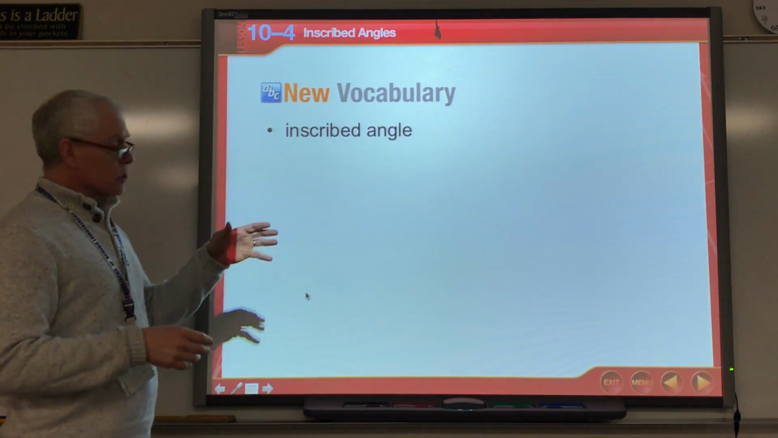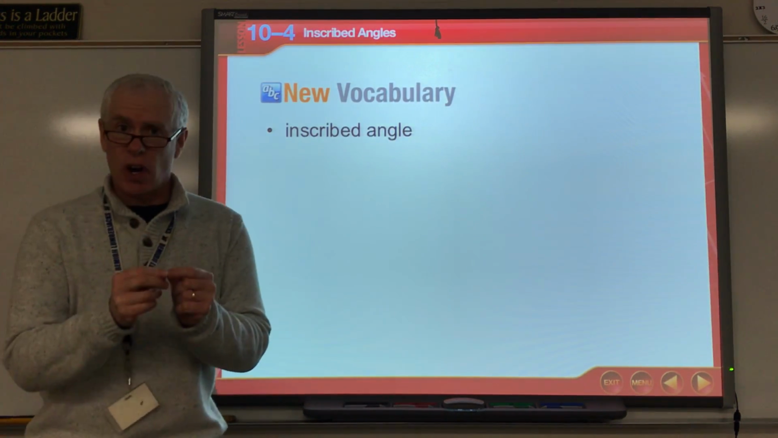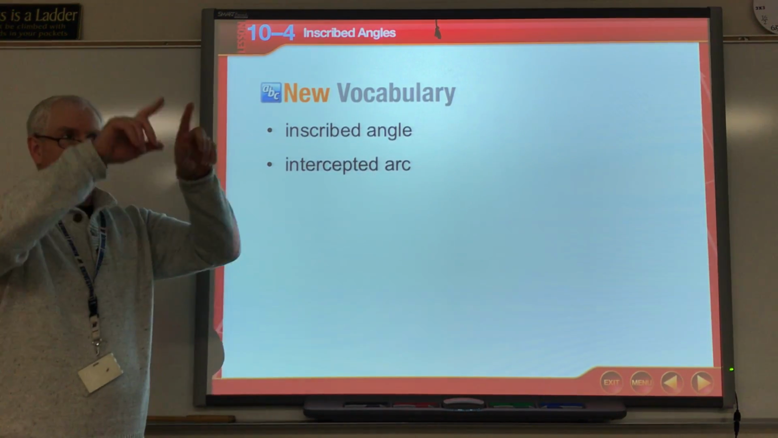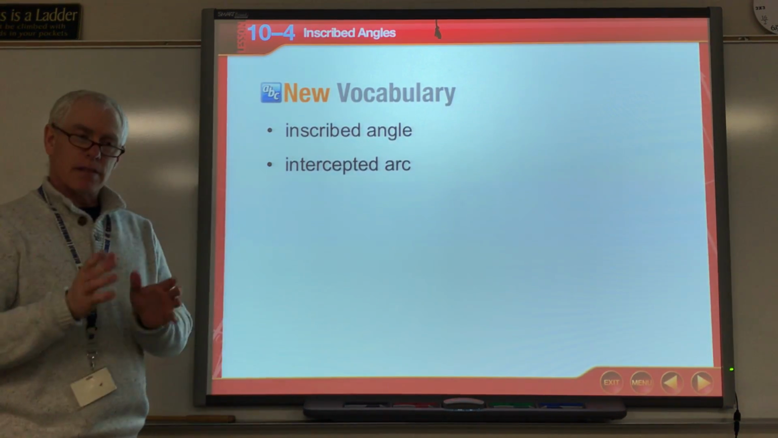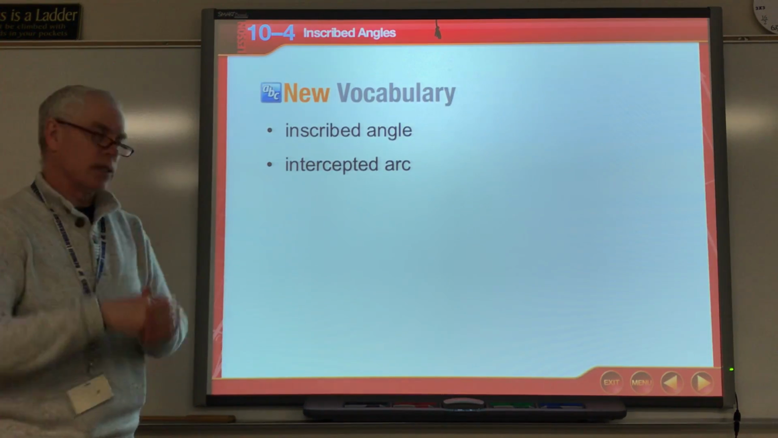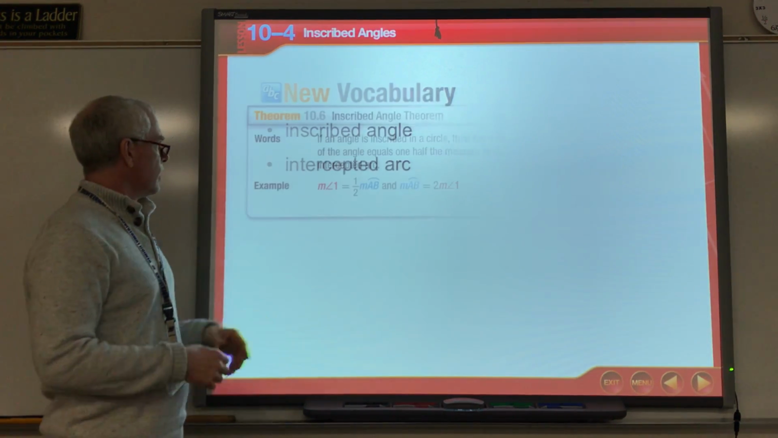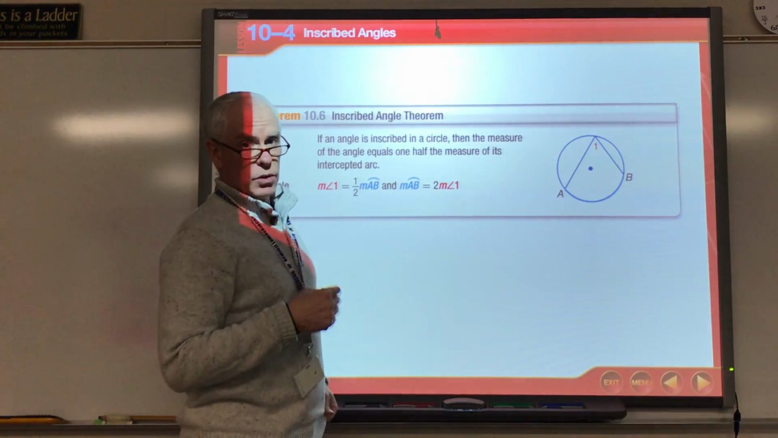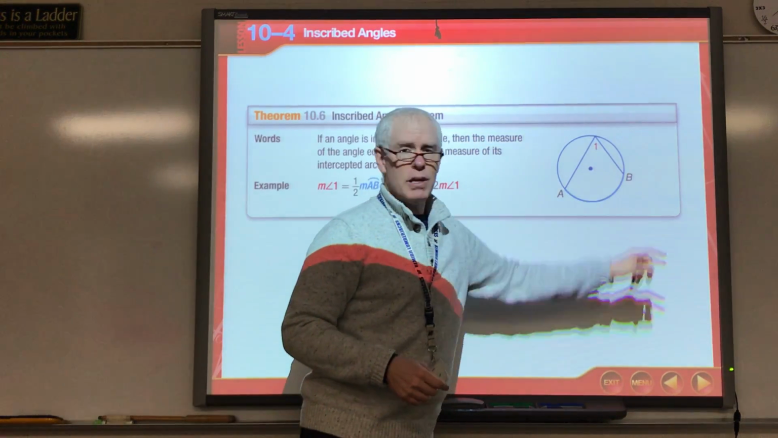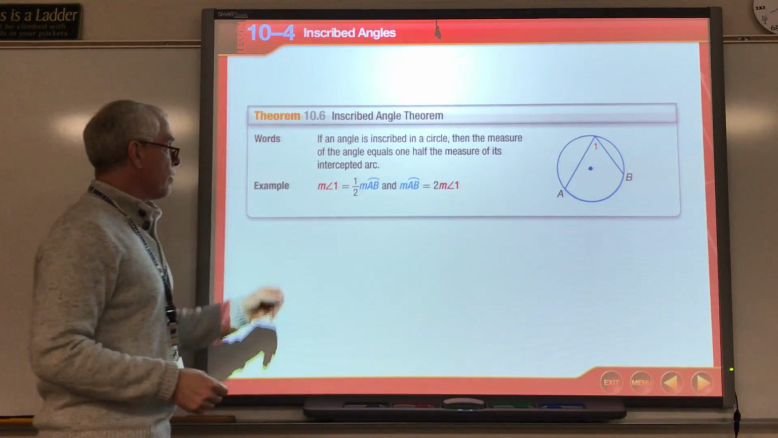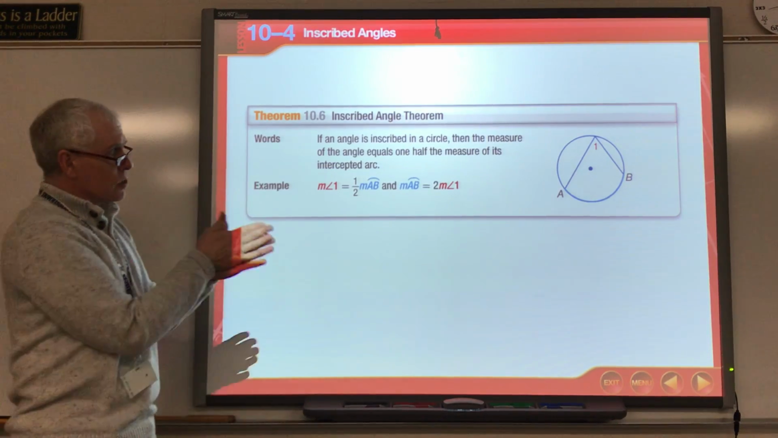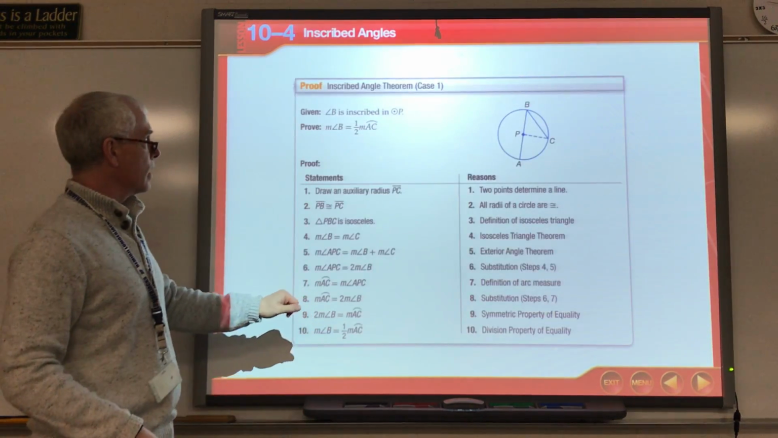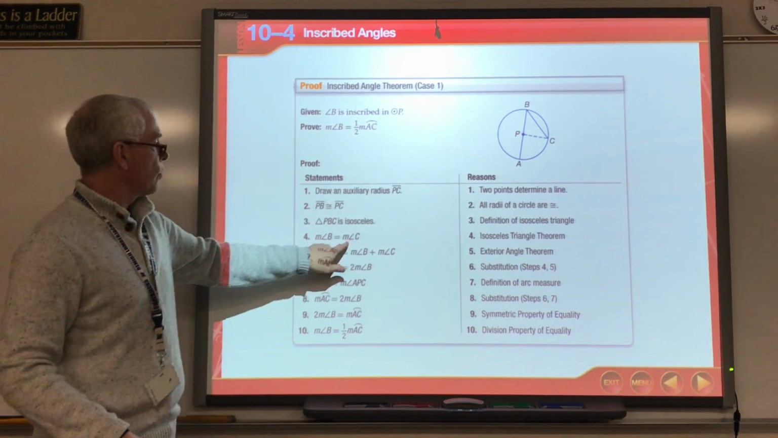So an inscribed angle is an angle whose vertex is on the circle, and the intercepted arc then is the arc that the angle goes through and touches or intercepts. Angle 1 is an inscribed angle here because its vertex is on the circle. Arc AB is the intercepted arc. And the theorem that we're learning here is that the inscribed angle is half the measure of the intercepted arc every time.